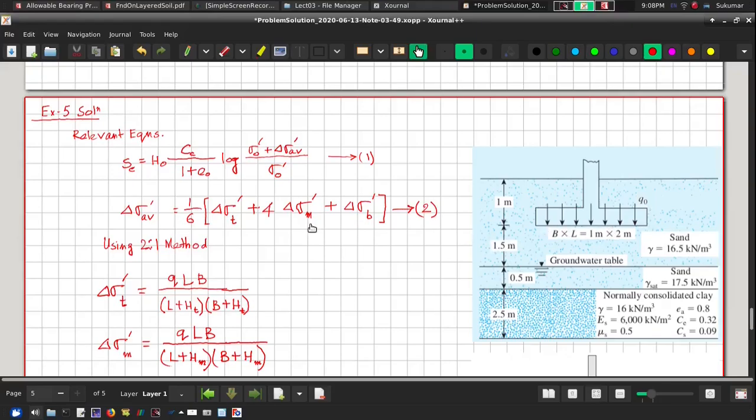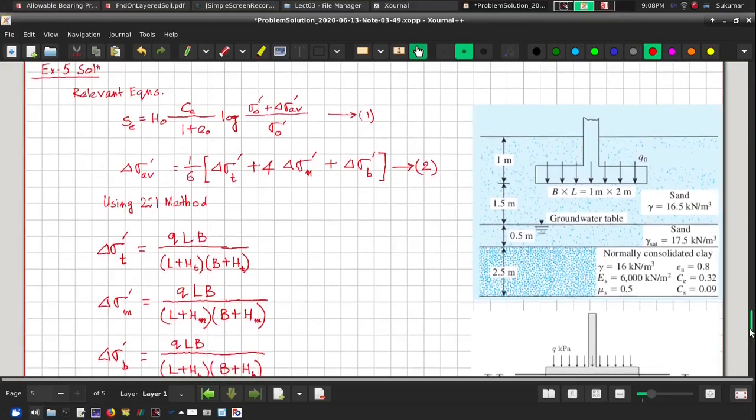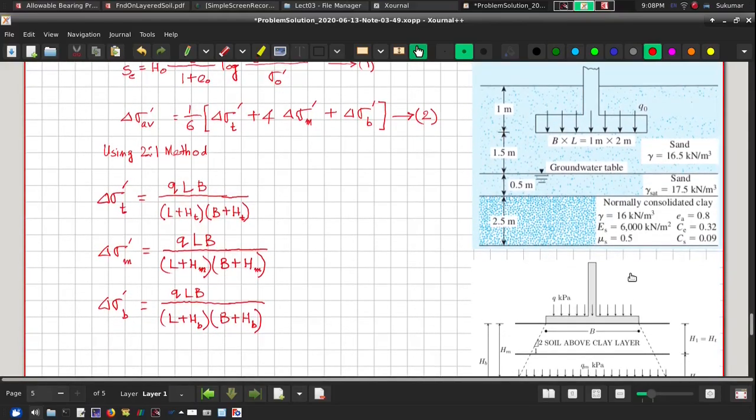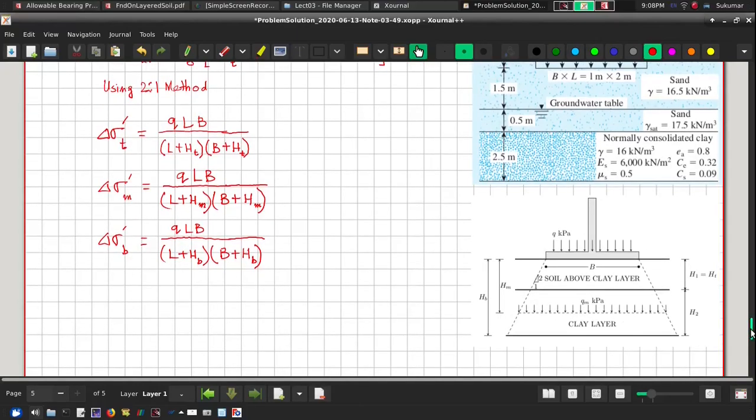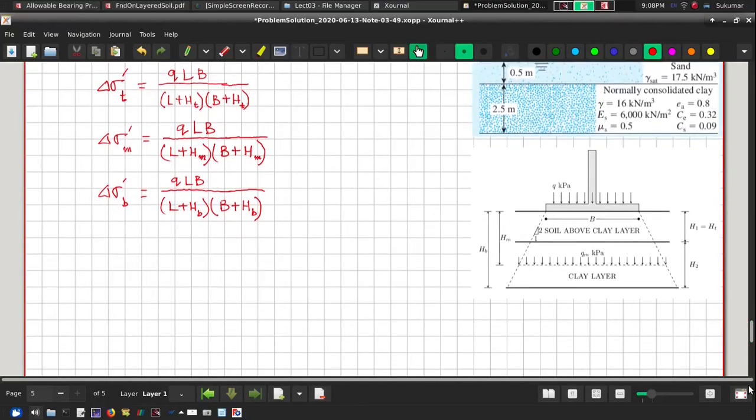before construction, sigma naught dash at the center of the clay layer, I am sorry, at the center of the clay layer. So let us find out that effective stress. So what is my sigma naught dash from the given profile? Let me change the color. Okay, everything should not be in red.